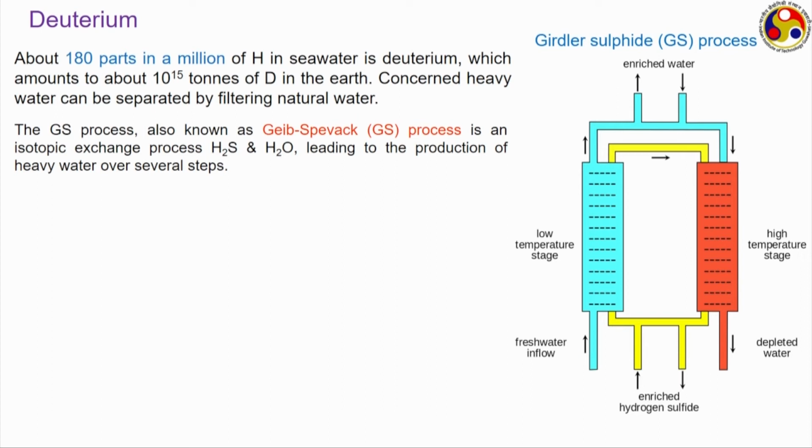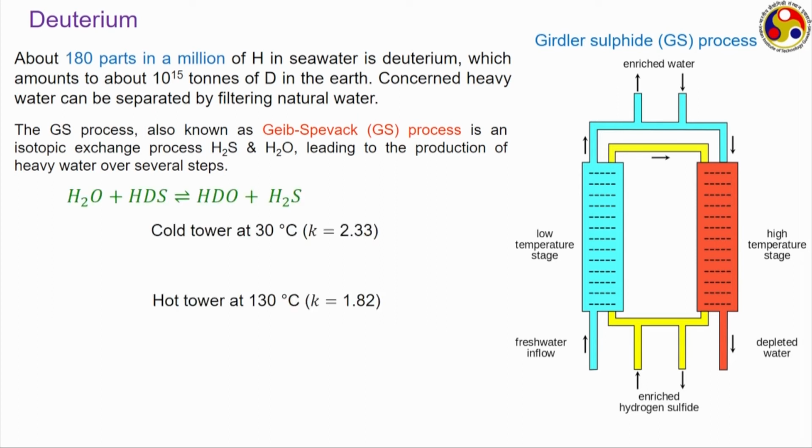Actually, you can see the device involves two different chambers. The blue tower is known as the cold tower, which is maintained at 30 degrees Celsius, whereas the reddish colored tower is maintained at 130 degrees Celsius. Before coming to the reaction, fresh water is supplied to the blue tower, the cold tower, through which it flows at low temperature, whereas enriched hydrogen sulfide is also supplied parallel to that.